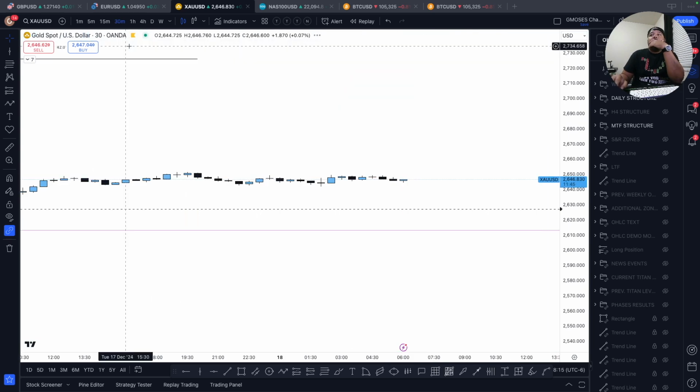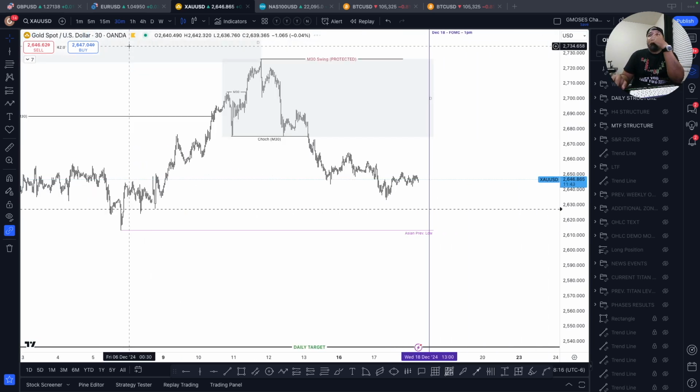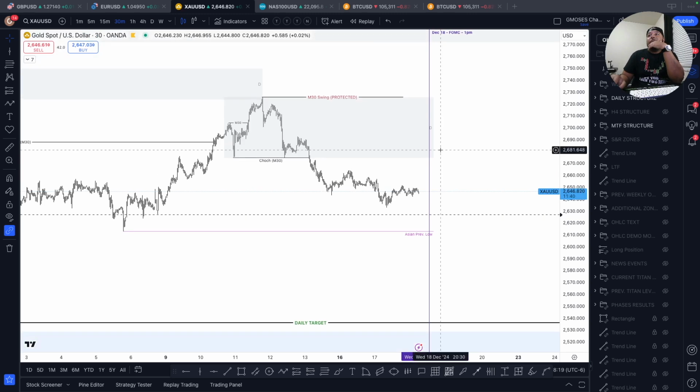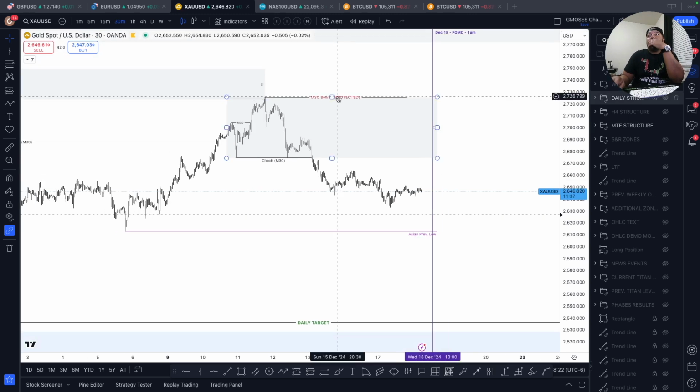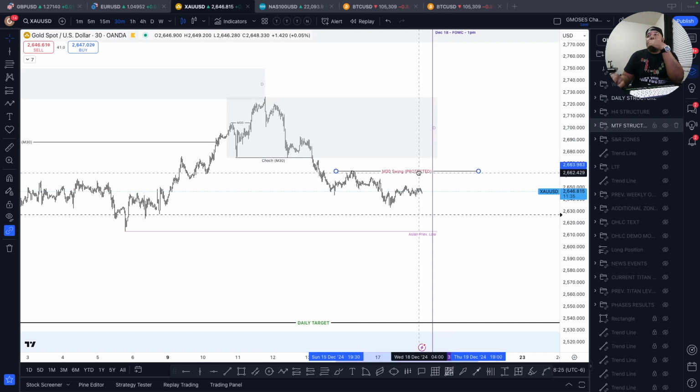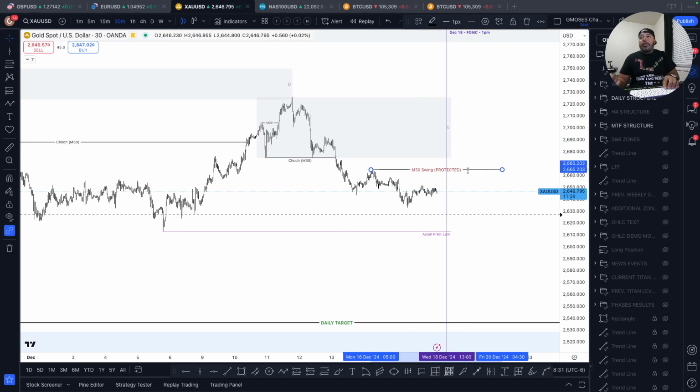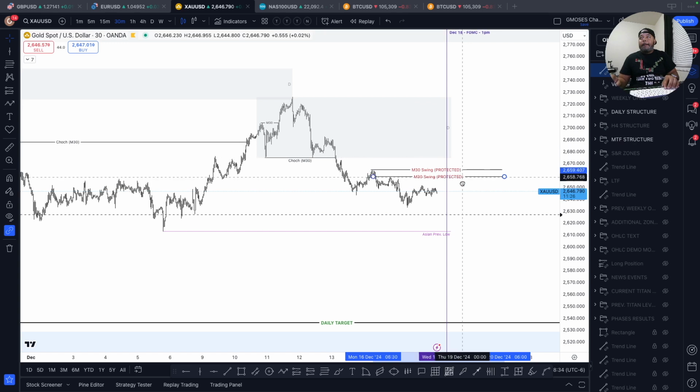So if we drop this down to our 30-minute and our medium time frame, I didn't mark up some of this stuff for a minute, so we can see right now this is our high as far as the 30-minute, and we can see that we're bearish on this particular time frame. This is our low.